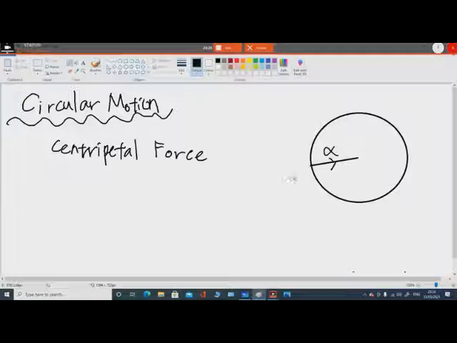So the resultant force while we are moving in this circular track, which is also known as centripetal force, is also pointing towards the center of the circle. So the direction of the acceleration and the force is actually pointing toward the center of the circle. So what is the formula for the centripetal force?